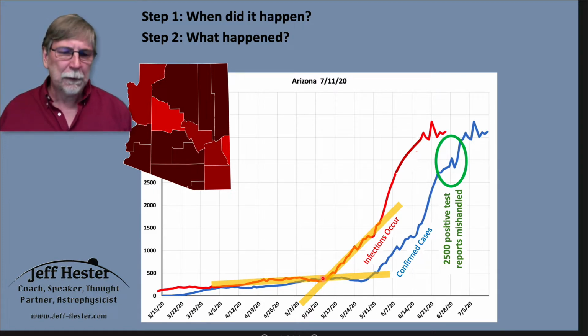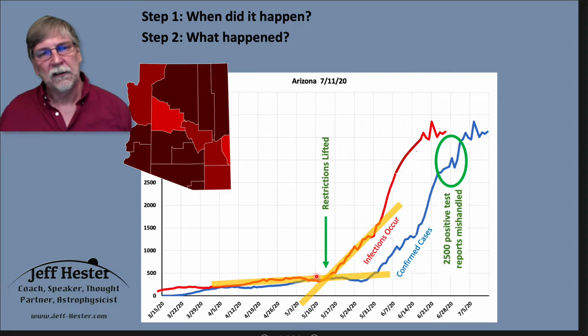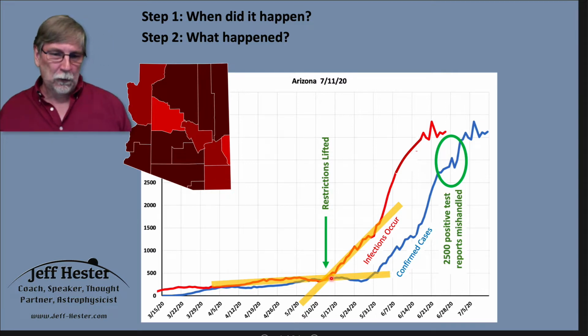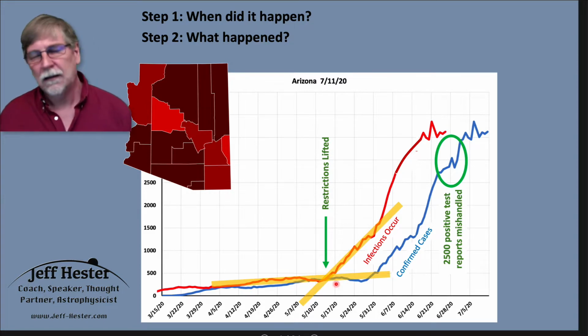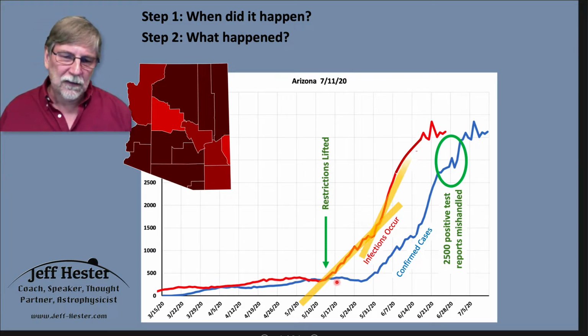So, did anything happen right then? Yeah, that's when Arizona lifted its restrictions. Now notice we lifted restrictions and people would say, hey, look at that. We lifted restrictions and the cases are still down. Boy, isn't this wonderful? We got away with it. No, they didn't, because again, just as soon as the restrictions were lifted, the infections started to climb rapidly.